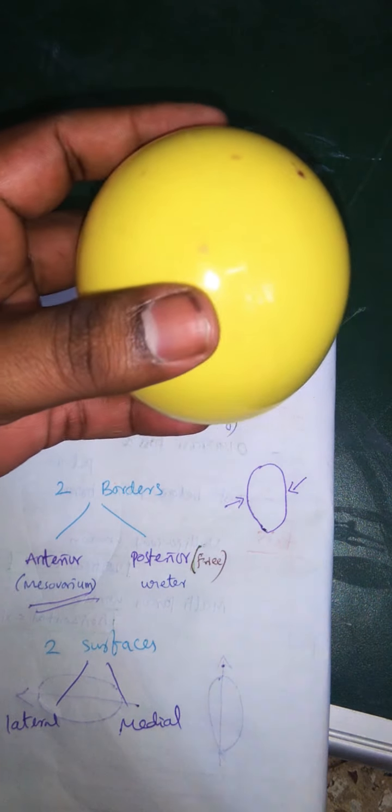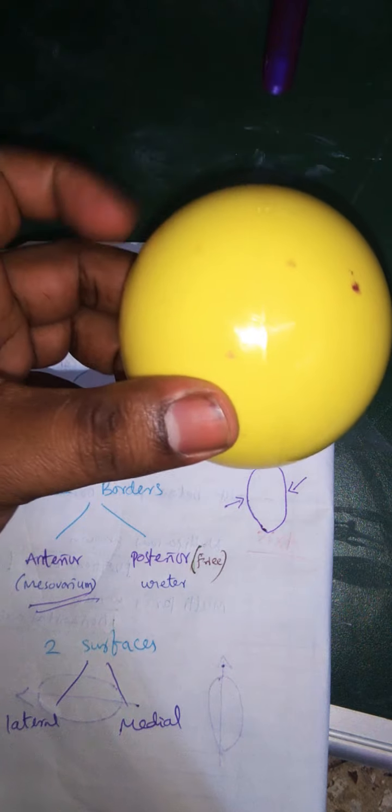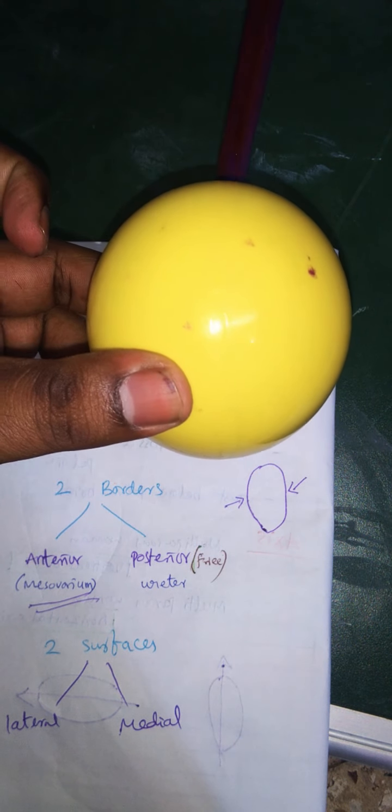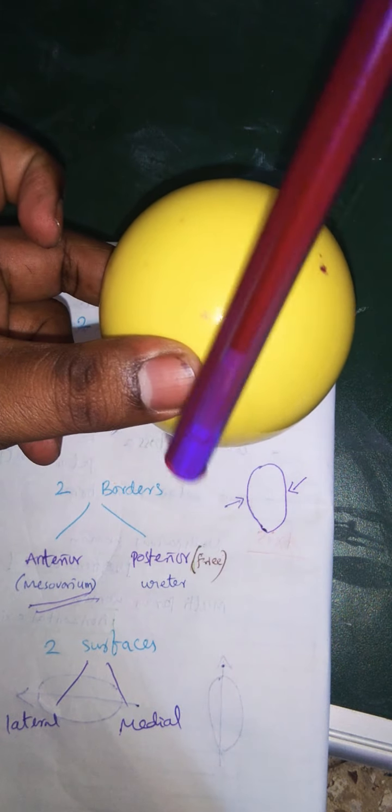Just behind the ovary, the posterior border is related with the ureter. The ureter is just descending straight down like this. So the anterior border is related with the mesovarium, and the posterior border of the ovary is related with the ureter. The posterior border is free, no structure is attached to it. The ureter is also not touching it, a small space exists between the posterior border of the ovary and the ureter.